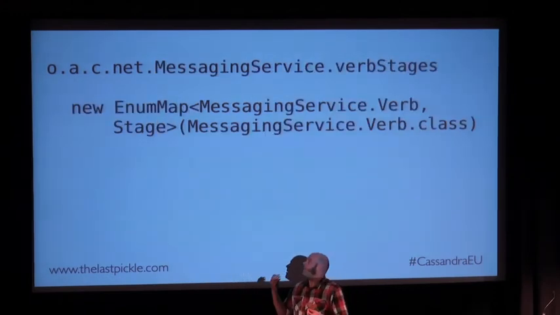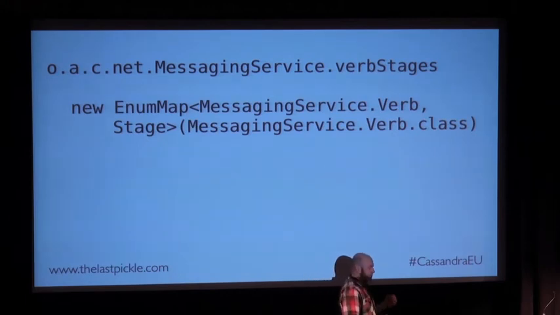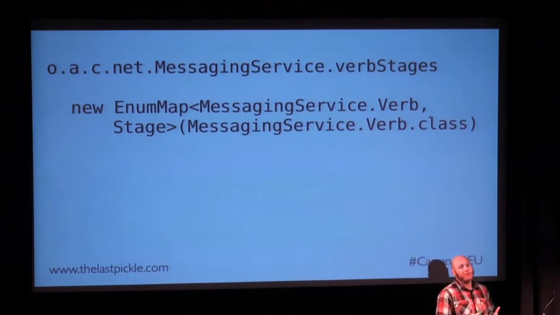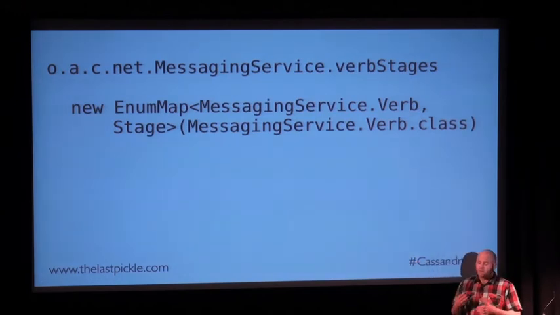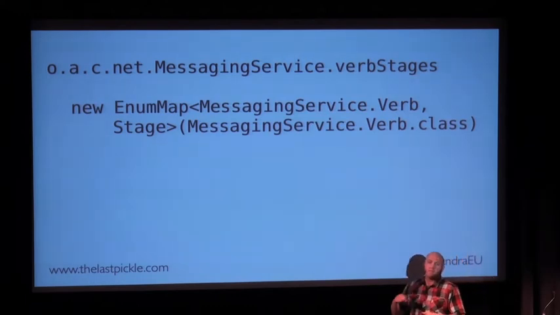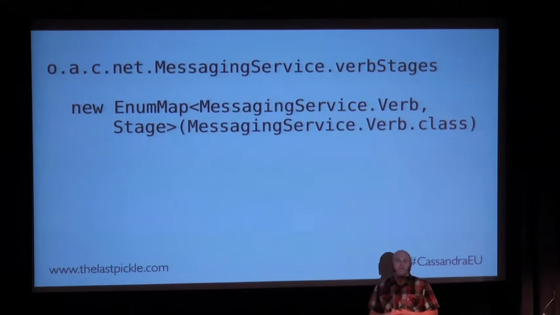So we have a map of message verbs to stages. Stages are just thread pools. They're the stages in our staged event-driven architecture. They're the things that you see when you do nodetool tpstats, and you see read, mutation stage, blah, blah, blah. They're just thread pools.